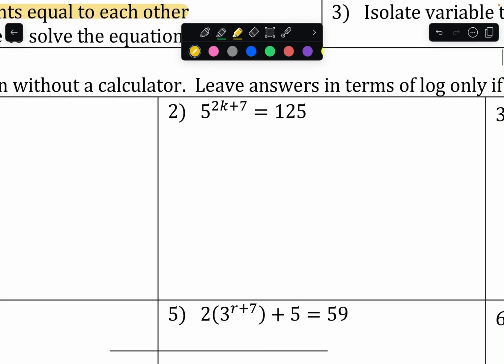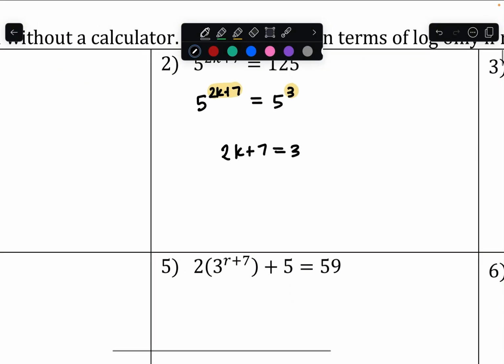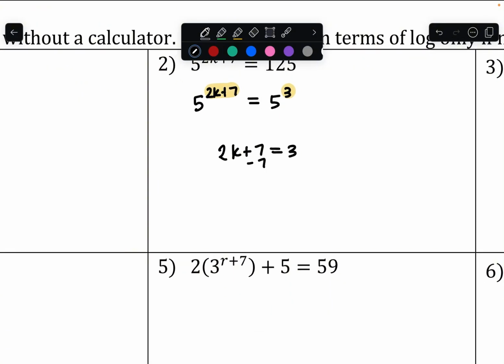Okay, for this next one, my current base is 5, and we can rewrite the 125 as 5 cubed. Okay, and so now my exponents have to be equal. 2k plus 7 equals 3. Isolate k by subtracting 7 from both sides. And then dividing by 2, we get k equals -2.